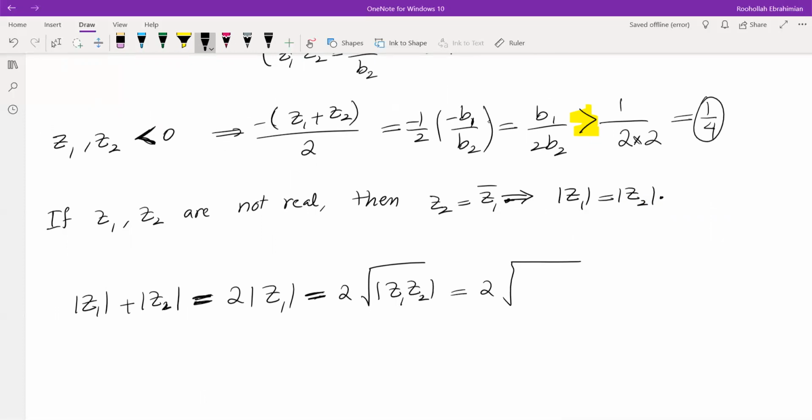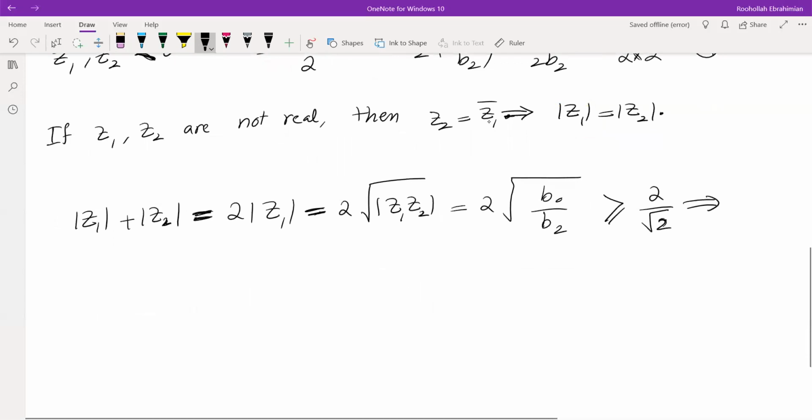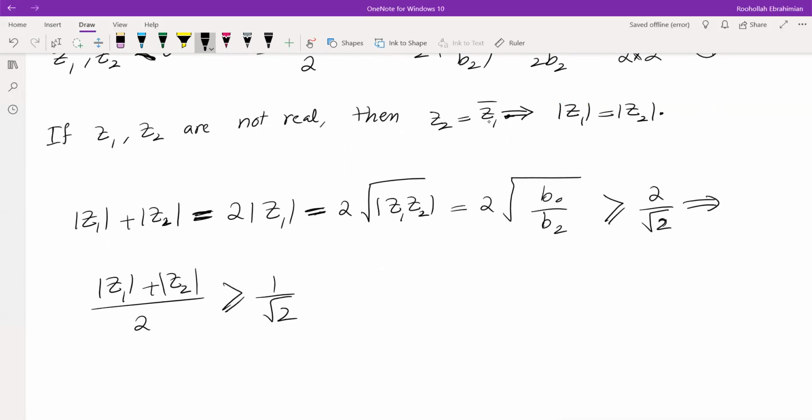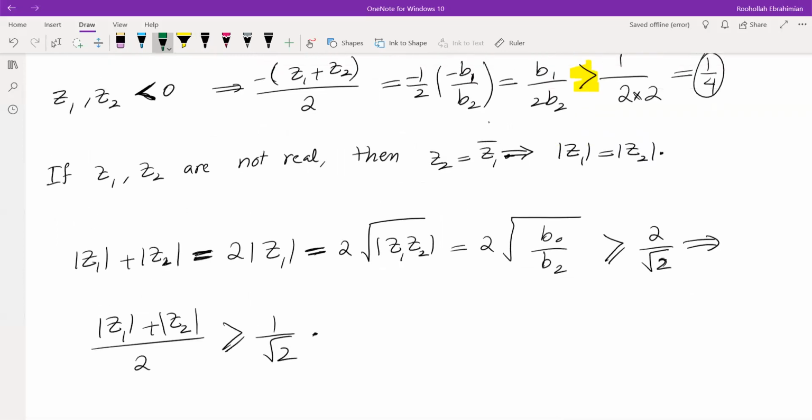But I know exactly what the product is. B0 over B2, that's the product, which is at least 2 over root 2. And if I divide by 2, I get absolute value of Z1 plus absolute value of Z2 over 2 is greater than or equal to 1 over root 2. Okay, so that's nice. I'm going to compare this with this and see what I get.